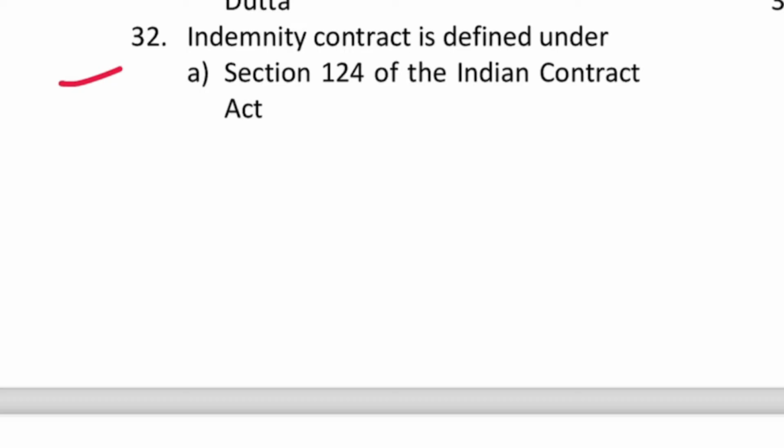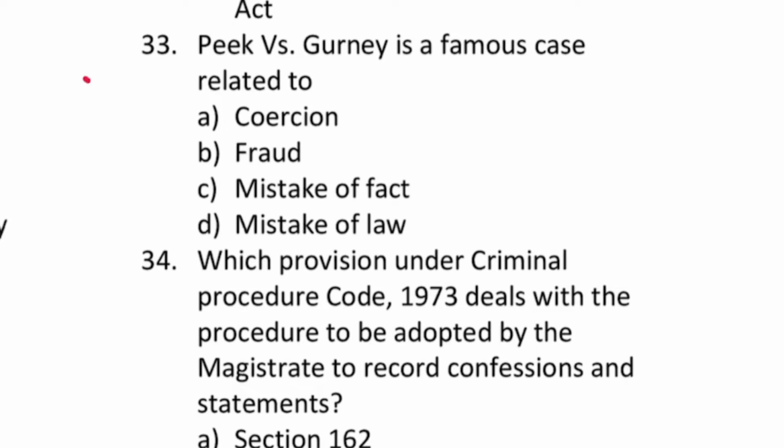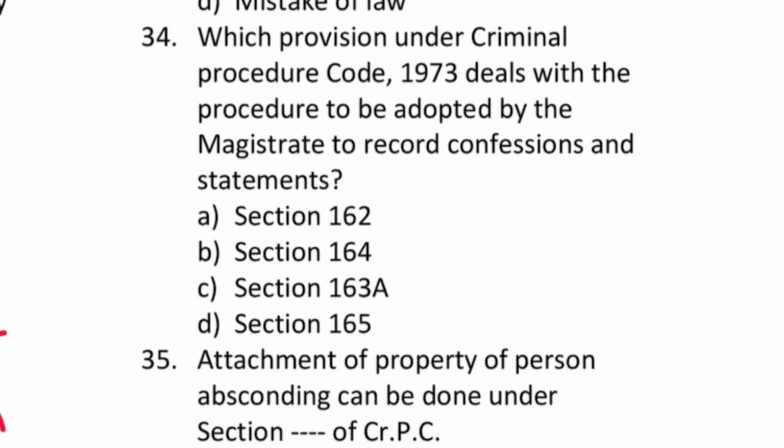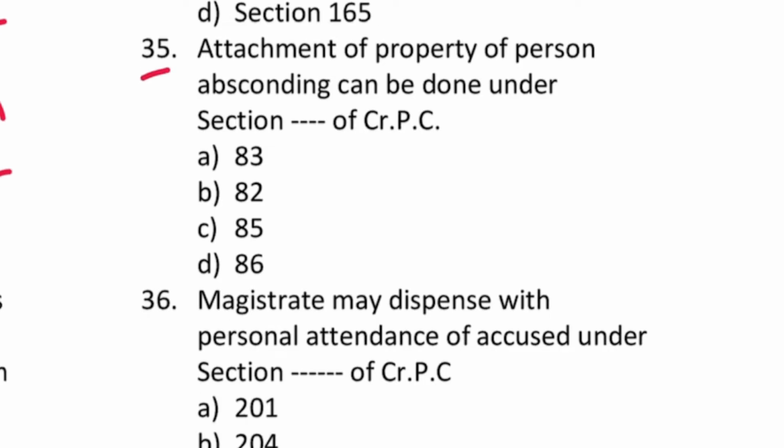Next 32. Indemnity contract is defined in section 124 Contract Act. A is the answer. Next 33. Peek versus Gurney is famous case related to fraud. B is the answer. Next 34. Which provision under CrPC deals with the procedure to be adopted by magistrate to record confession and statement? 164. B is the answer. Next 35. Attachment of property of person absconding can be done under section 83. A is the answer.